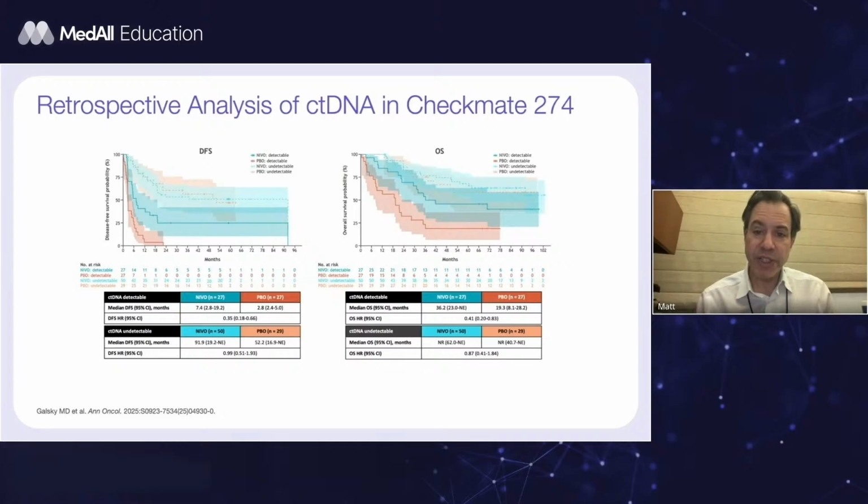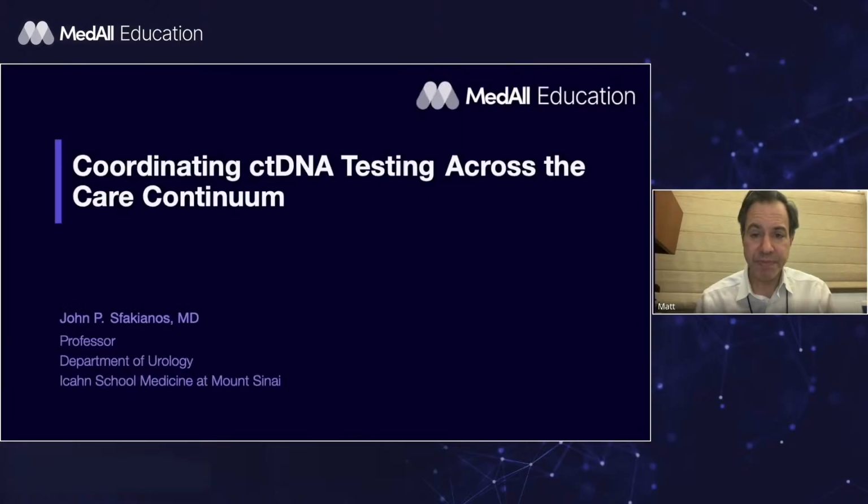And here you see the disease-free survival and overall survival curves look really quite similar to the IMvigor10 analysis. Patients with undetectable ctDNA, not much separation in those curves in patients who received adjuvant nivolumab versus placebo. Patients with detectable ctDNA, that's where you see this large separation of the DFS and OS curves, suggesting that there is enrichment for benefit of adjuvant immune checkpoint blockade in patients with detectable ctDNA post-surgery.